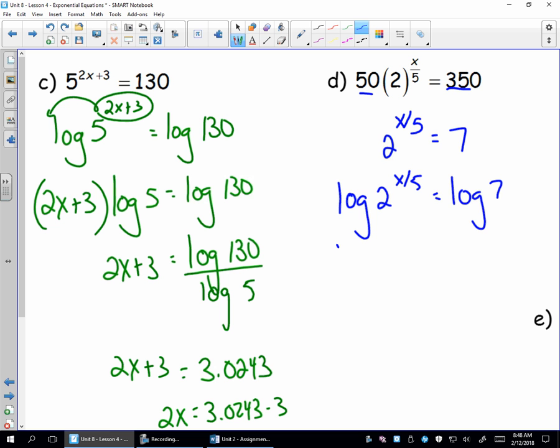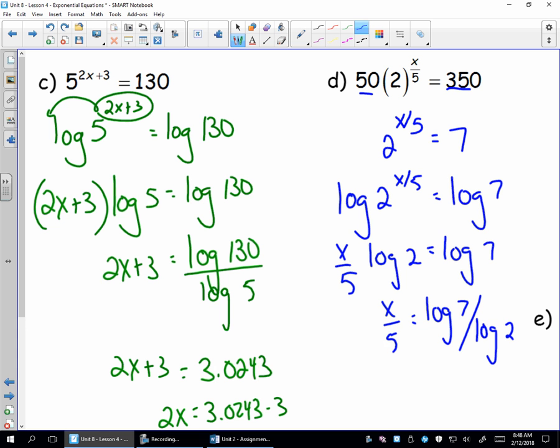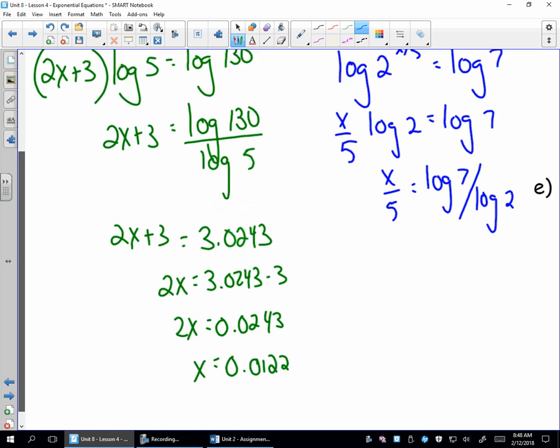Right, bring my power down. Okay, this part actually takes longer to write out than to do the math, because we know what's going to happen here. So log 7 over log 2. Into our calculator we go. I'm going to make an ugly decimal.